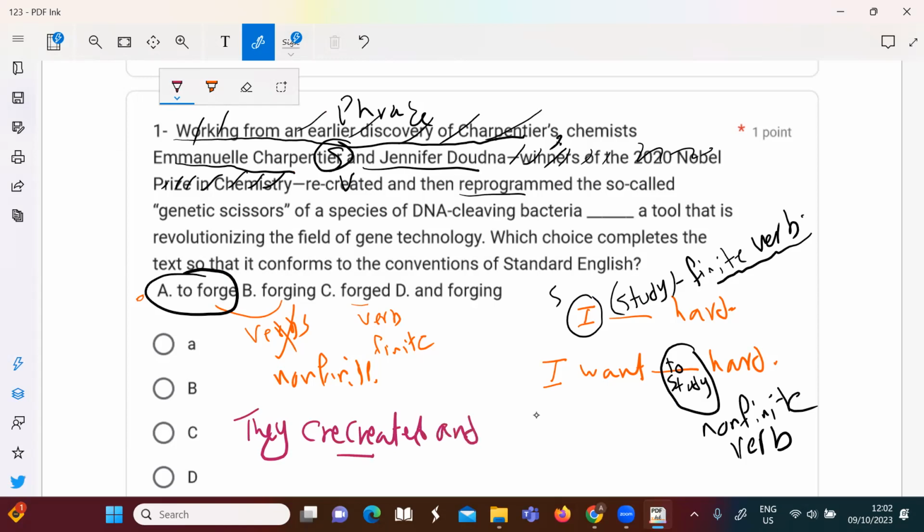And reprogrammed. This is the second finite verb. To, which is non-finite.